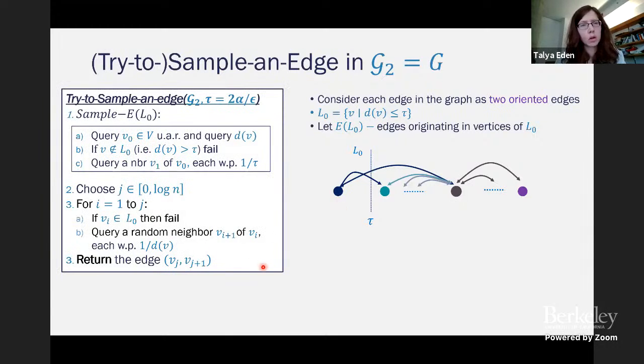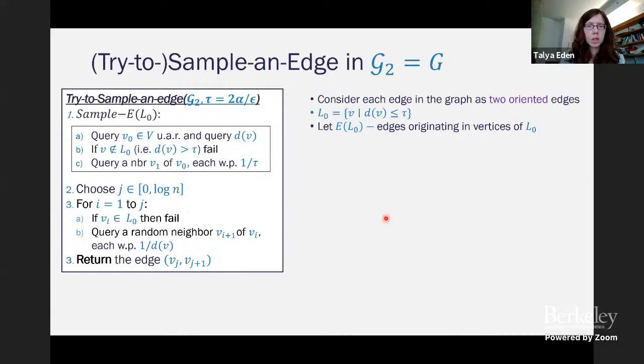Okay, so now for the algorithm, what we're trying to do is start by sampling an edge in E(L_0). How do we do so? We query a vertex, and we query its degree. If it's in L_0, then we continue. Otherwise, we fail. And if we succeeded, if we query the vertex and it is indeed in L_0, then we sample one of its neighbors, each with probability 1 over tau. And I will soon show you why this is important.